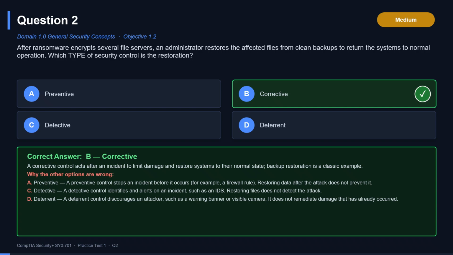Now, why the other options are wrong? Preventive is incorrect. A preventive control stops an incident before it occurs, for example, a firewall rule. Restoring data after the attack does not prevent it. Detective is incorrect. A detective control identifies and alerts on an incident, such as an IDS. Restoring files does not detect the attack. Deterrent is incorrect. A deterrent control discourages an attacker, such as a warning banner or visible camera. It does not remediate damage that has already occurred.